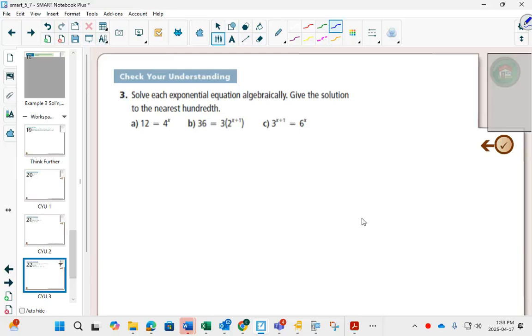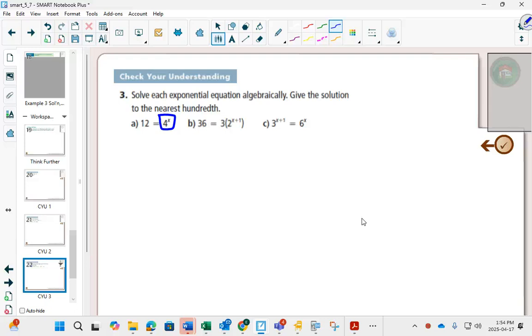So sometimes what I do to start with is I put a box around the power, and I just do a quick check. Could I get that power by itself, or is it already by itself? It is already by itself. Life is going to be easy. This is in section 5.7, example 3 on page 420.